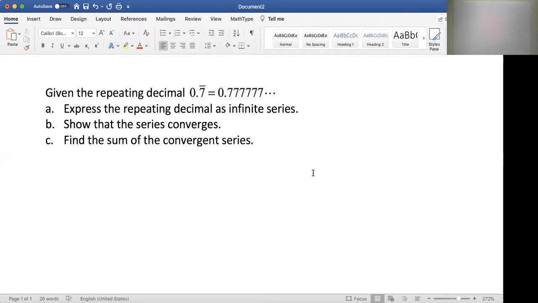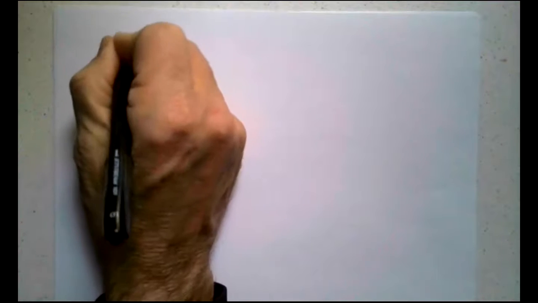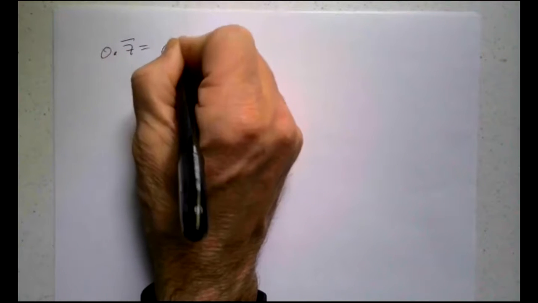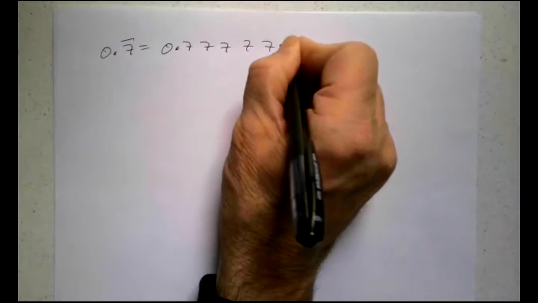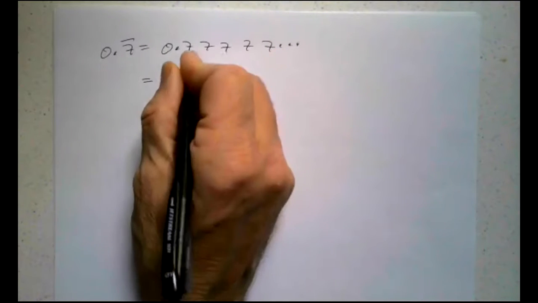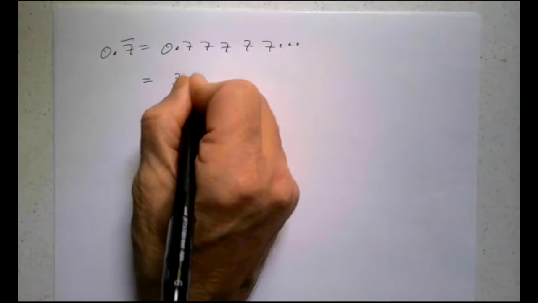So this question gives us the repeated decimal 0.7 repeating. We want to express this as an infinite series, show that it converges, and find the sum. Okay, so 0.7 repeating, what is that? 0.77777, etc. Thinking of them as fractions, 0.7 is 7/10.